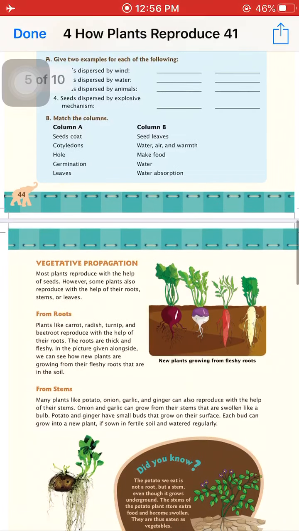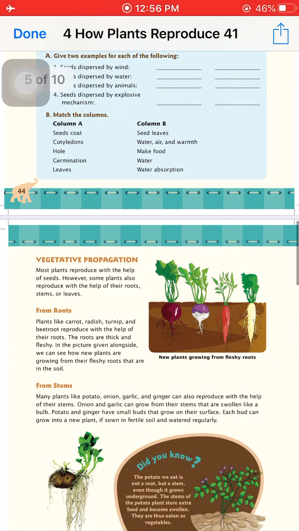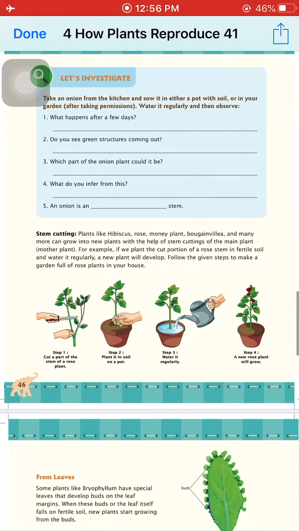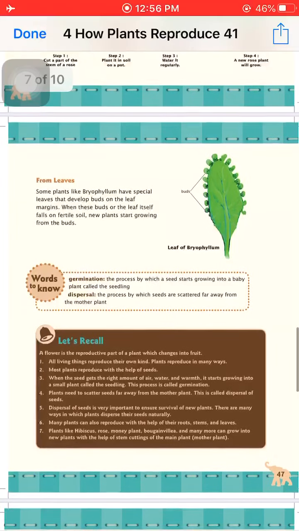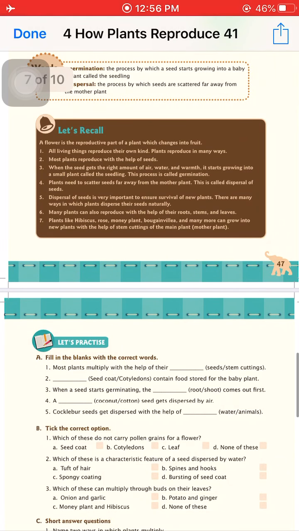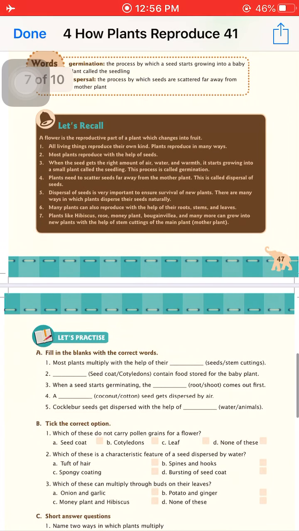Next we learn the different methods of vegetative propagation through roots and stems. In stem we talk about stem cutting, and third is from leaves. Now we discuss the fill-ups and MCQs. First fill-up: most plants multiply with the help of their dash. Means we grow new plants mostly with the help of seeds. We prefer stem cutting very rarely. So most plants multiply with the help of their seeds.